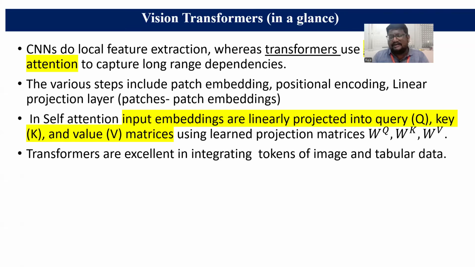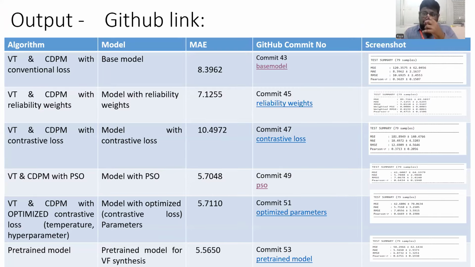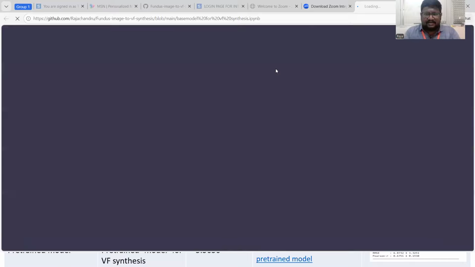And what are the advantages of vision transformers? I think the time is not sufficient to discuss all those things. I wanted to elaborate on CDPMs and transformers also, but it's only a 2-minute video, I guess. And what are all the outputs we have got? We have taken the base model and the reliability weights, with the weight modification done as per different layers. That is what the reliability weights are. And we tested with the contrastive loss, and we can observe the mean absolute error is continuously decreasing with the different models. And all those models are in the GitHub we have supplied.